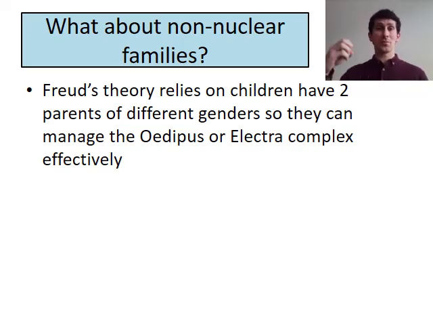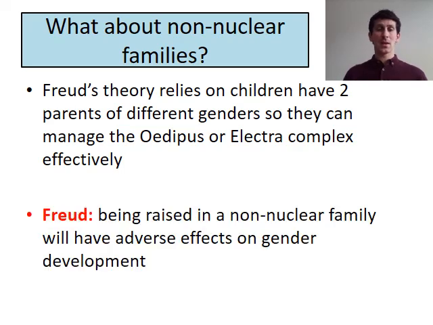A boy needs to identify with their father. The girl needs to identify and internalise with their mother so they can develop their gender. And Freud said being raised in a non-nuclear family will have adverse effects on gender development. So a non-nuclear family might be, you've got parents who are homosexual, you've got two males who have a daughter. Okay, that would be a non-nuclear family.